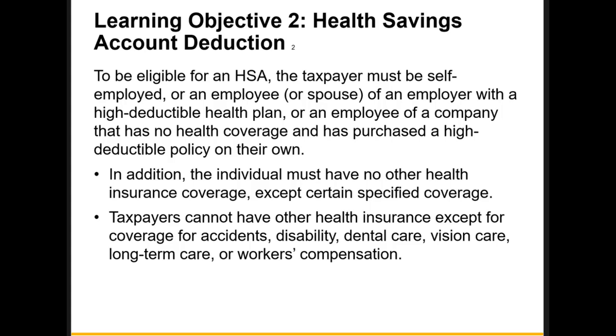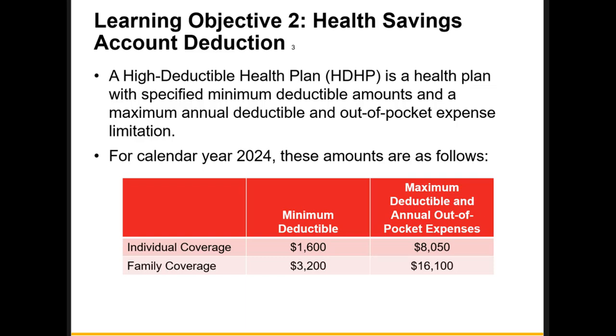If you don't have that plan in place, either through your employer or yourself, you cannot have a health savings account, and therefore no deduction for money put into a health savings account. You can set up a savings account and save money to pay for your medical bills, but it wouldn't qualify for the benefit we're getting here, the deduction for AGI. You can have other types of coverage, like dental coverage and long-term care coverage, but you can't have other health insurance coverage. That needs to be your only plan.